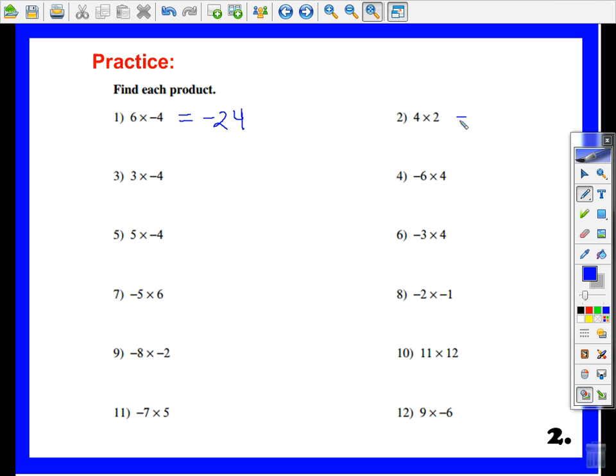4 times 2, both positive, your result or product is positive 8. 3 times negative 4 is going to be a negative 12. When you have different sign numbers, your result is negative. Number 4, negative 6 times 4 is a negative 24. You should be able to complete the rest of this page in your packet now.